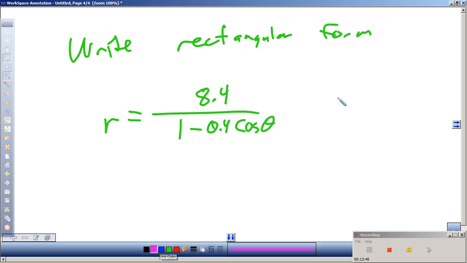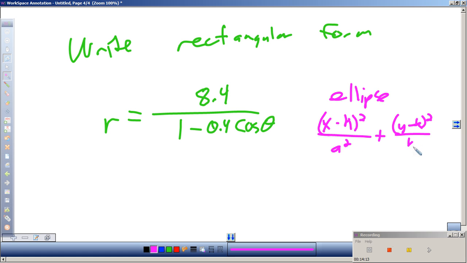It's mixed. Okay? So what does the equation look like? I feel like something over x. So we could end up with x minus h squared over a squared, y minus k squared over b squared equals 1.